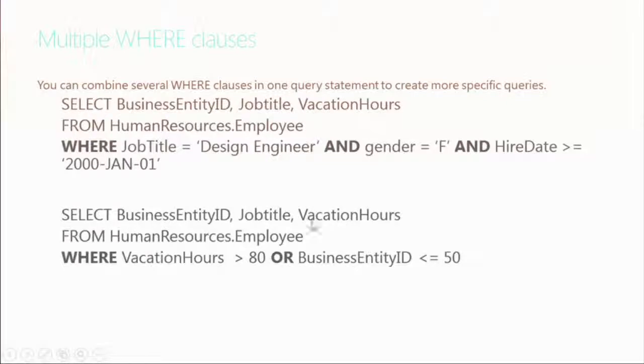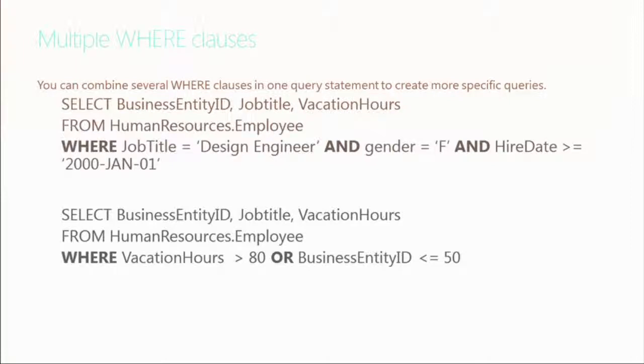Select business entity ID, job title, vacation hours from the same table, where vacation hours is greater than 80, or so it could be anybody who has more than 80 hours available to them, or their business entity ID is less than 50. So pretty much I'm going to get everybody 1 through 50. And then anybody else that has more than 80 vacation hours is also going to be displayed. So now I've increased the number of rows in comparison to the other one.